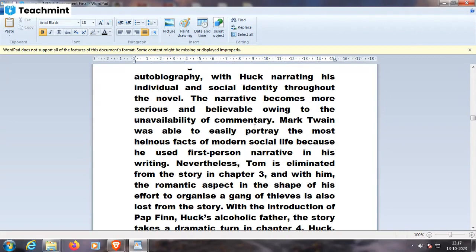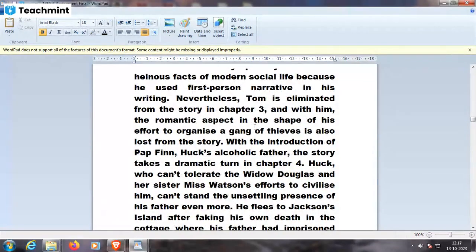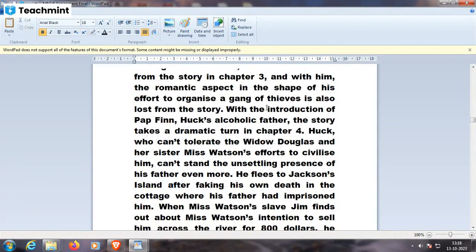With the introduction of Pap Finn, Huck's alcoholic father, the story takes a dramatic turn in chapter 4. Huck, who can't tolerate the Widow Douglas and her sister Miss Watson's efforts to civilize him, can't stand the unsettling presence of his father even more. He flees to Jackson Island after faking his own death in the cottage where his father had imprisoned him.